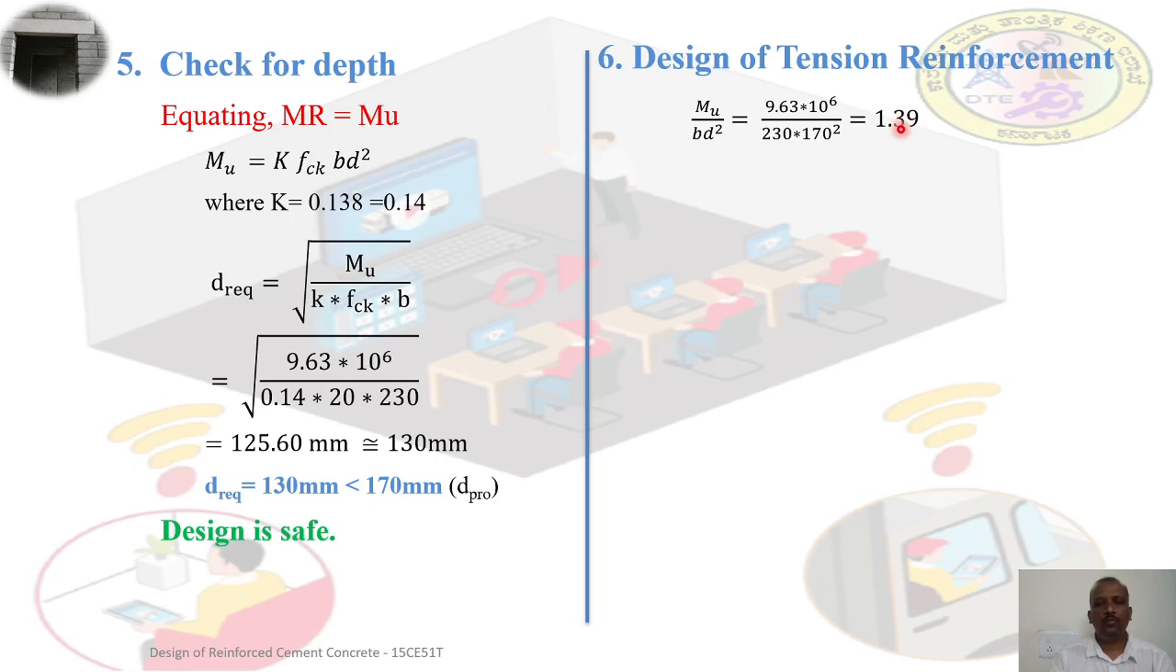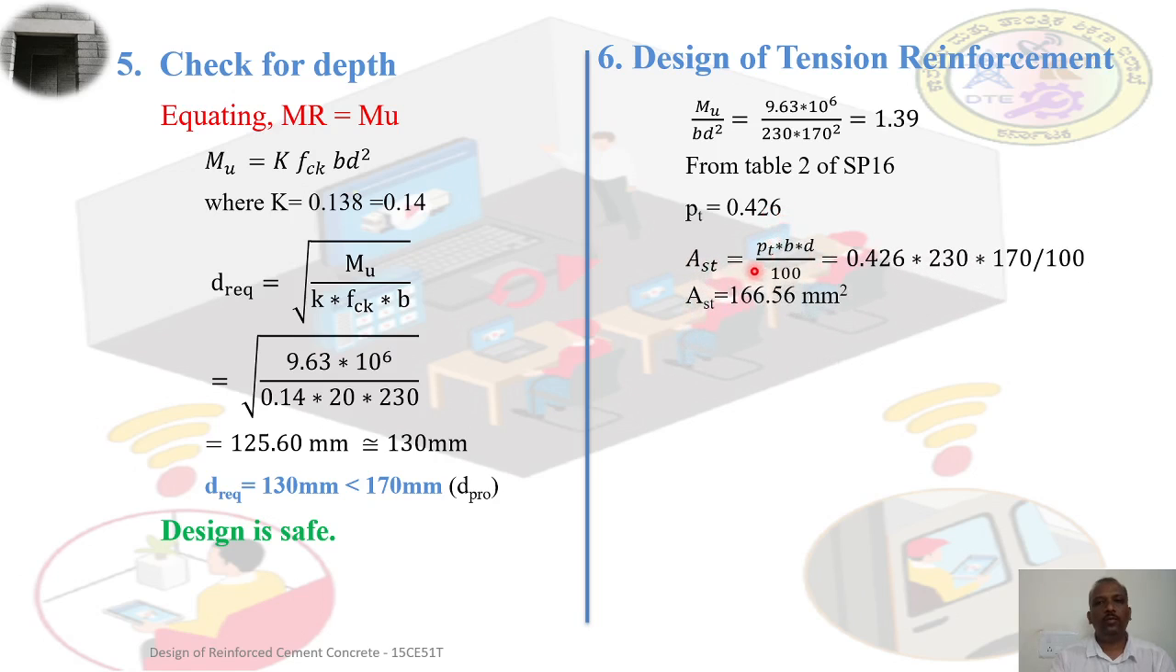By using these values, we have to go through SP16, table number 2, which is with respect to Fe415 steel. There we'll get PT, the percentage of tensile steel, equal to 0.426. And as we know, PT is equal to 100 AST by BD. So AST is equal to PT into B into D divided by 100. If you substitute the values, 0.426 is the percentage, B is 230, depth is 170 mm, divided by 100, we are getting AST equal to 166.56 millimeter square.